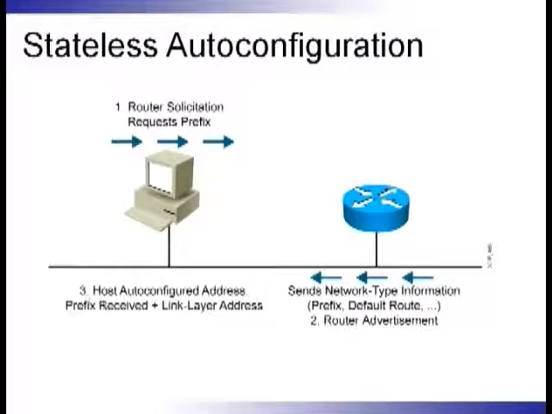So the router solicitation, 3, host auto configured address is prefix received plus the link layer address. So to use the link layer address or the EUI-64. This is how we probably want to set up our networks. And if you're working at home on this, this is how I would set it up.